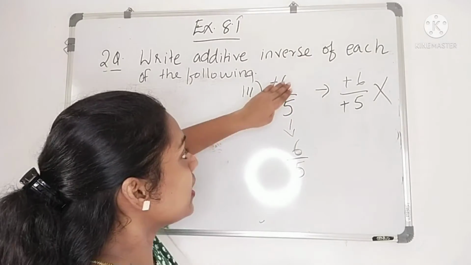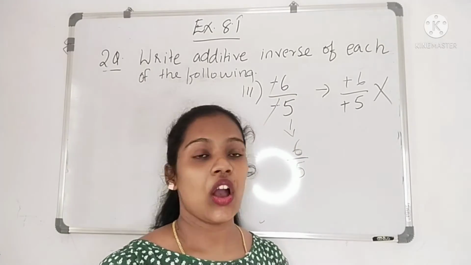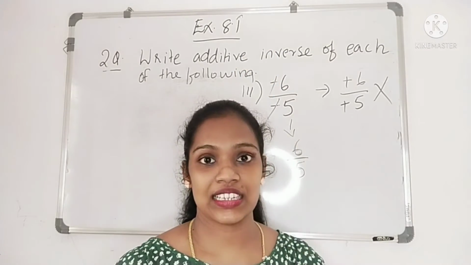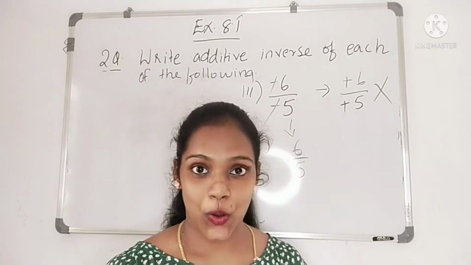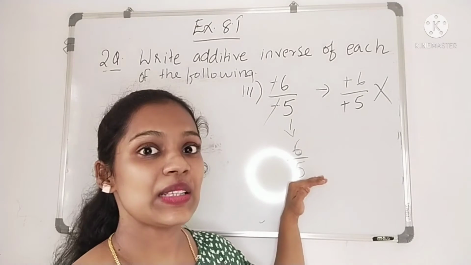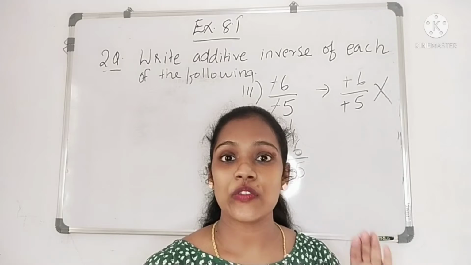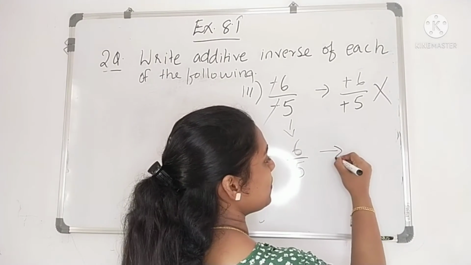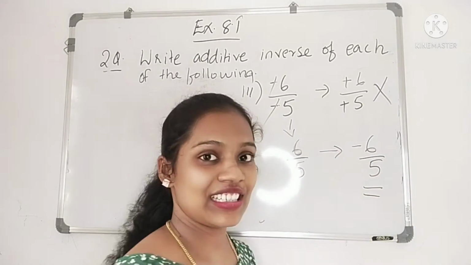Suppose only the numerator has a negative sign, then you have to consider that sign. Or if only your denominator has a negative sign, then you have to consider it. But if the negative sign is in both numerator and denominator, then you can cancel it. Now your question is plus 6 by 5, so obviously this is a positive number. So what will be the negative inverse of this number? Yeah, the negative inverse of this is minus 6 by 5. That is the negative number, right?